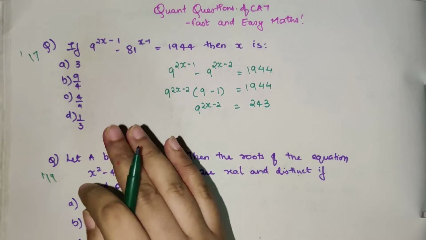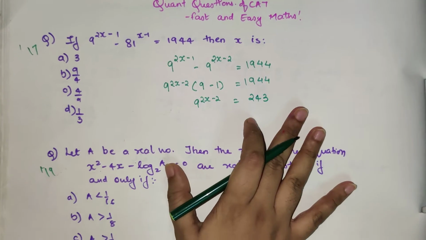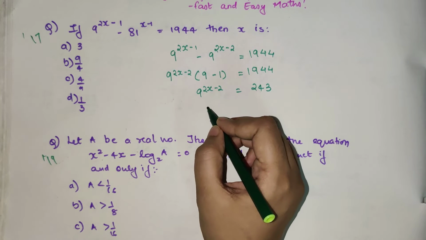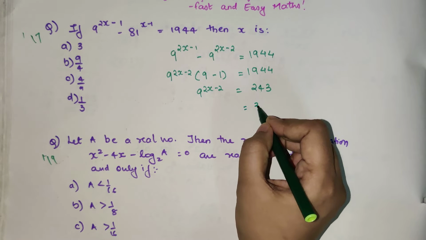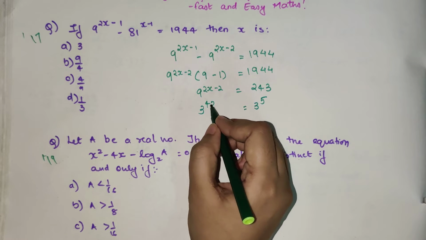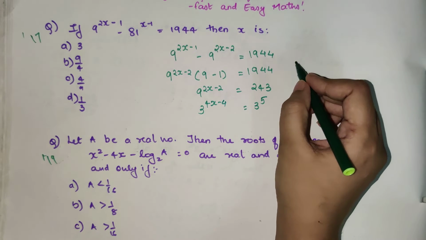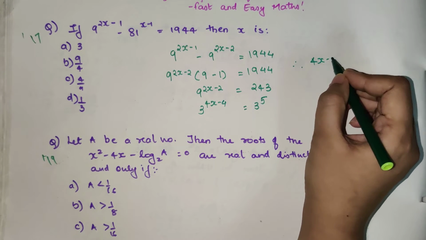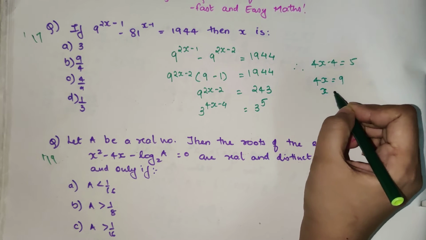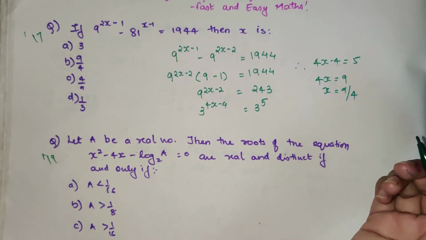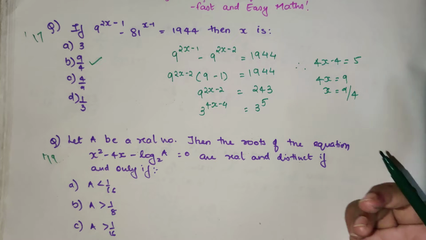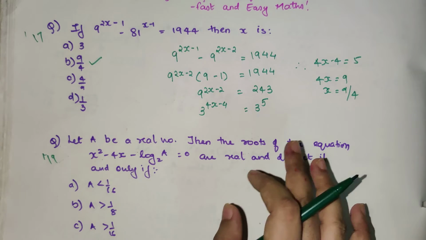Students, you need to be very quick at these calculations. I'm just explaining, that is why a little bit of time is taken from my end. Now this can be written as 3 raised to 5. So this will be written as 3 raised to 4x minus 4. Therefore, I can say 4x minus 4 is equal to 5. So 4x is equal to 9 and x is equal to 9 upon 4. So you saw, even while explaining, I could solve this in under a minute. This is really very simple.